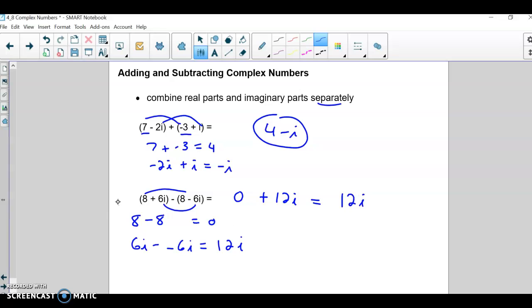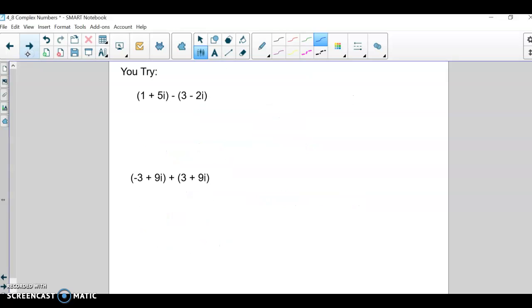Okay, so when you add or subtract, you basically just combine like terms is another way to think of it. Combine your i's through addition or subtraction. Combine your non-i part through addition or subtraction. Okay, so a couple more just to make sure you got it. Pause the video, try them in your notes, and then unpause to watch.